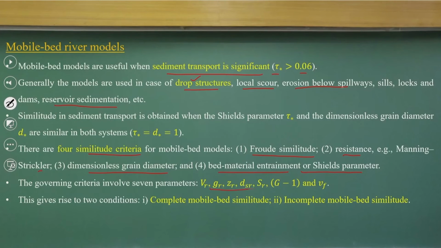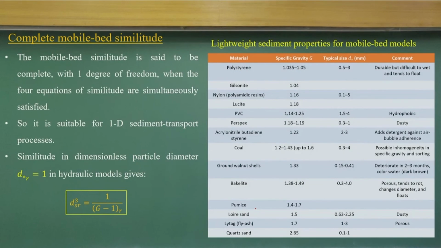We have the different ratios: velocity ratio, acceleration ratio, flow depth ratio and so on. To make a complete mobile bed simulation, I am not going into more detailed derivations, but we need to do it for 1 degree of freedom, and the 4 equations are to be satisfied simultaneously. Then look at the dimensionless parameter of diameters in the model.